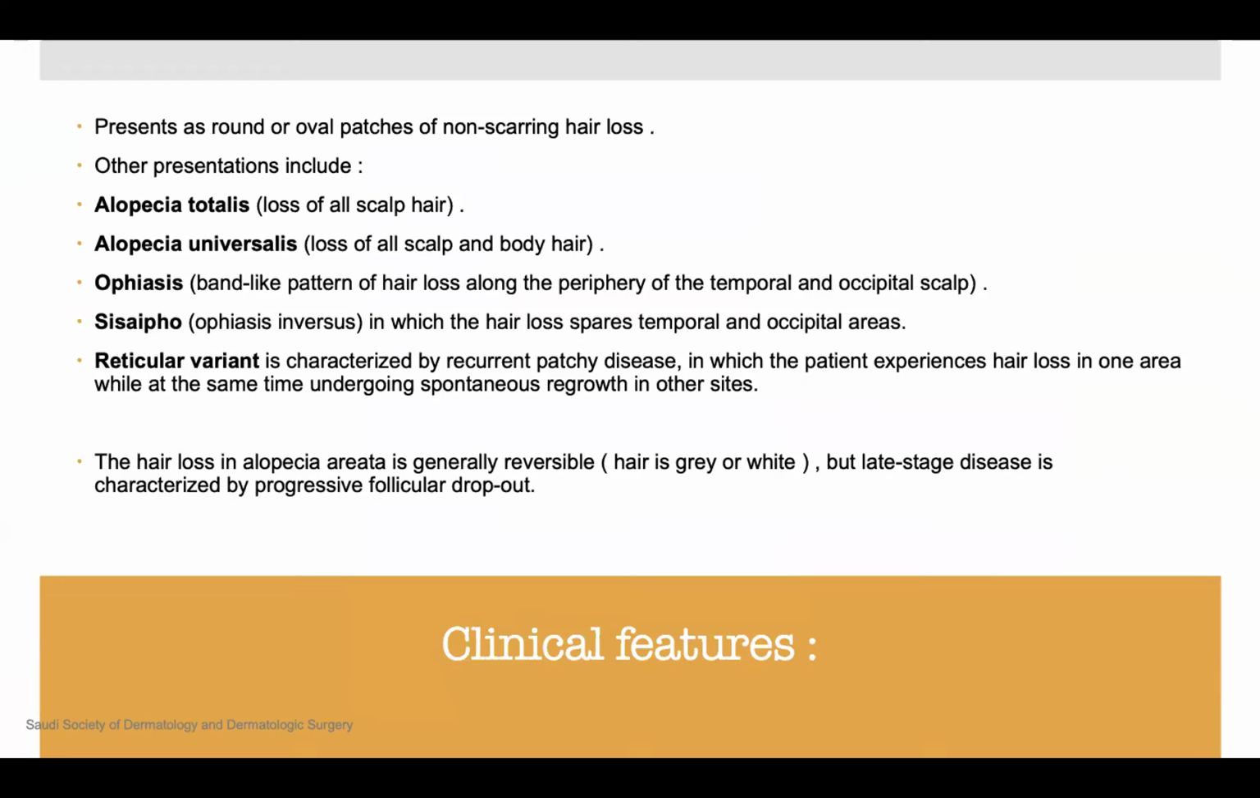Sisaipho, another synonym for ophiasis inversa, which is the opposite of ophiasis. It's band-like but spares the temporal and occipital area. Reticular variant, it's a patchy form of alopecia areata, where you can see that once one alopecic patch grows, the other one regrows. So hair loss in alopecia areata is generally reversible, and the newly growing hair is usually gray and white.